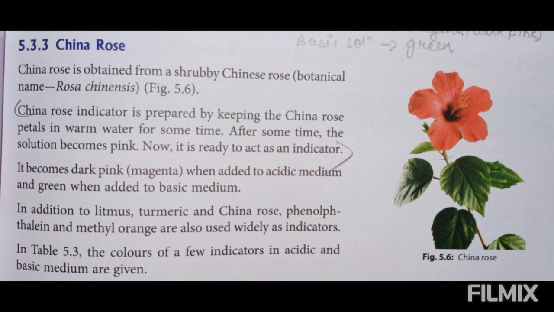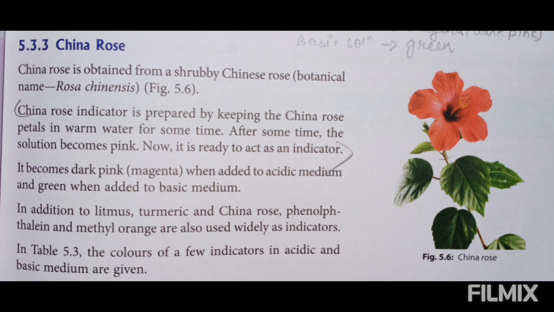It becomes dark pink, that is magenta, when we add any acidic solution to it, and green when we add a basic medium to it. मीन्स अगर हम कोई एसिडिक सब्सटेंस इस सोल्यूशन के अंदर ऐड करेंगे तो उसका कलर डार्क पिंक हो जाएगा. अगर कोई बेसिक सब्सटेंस ऐड करेंगे तो उसका कलर ग्रीन में चेंज हो जाएगा. सो these were the natural indicators.